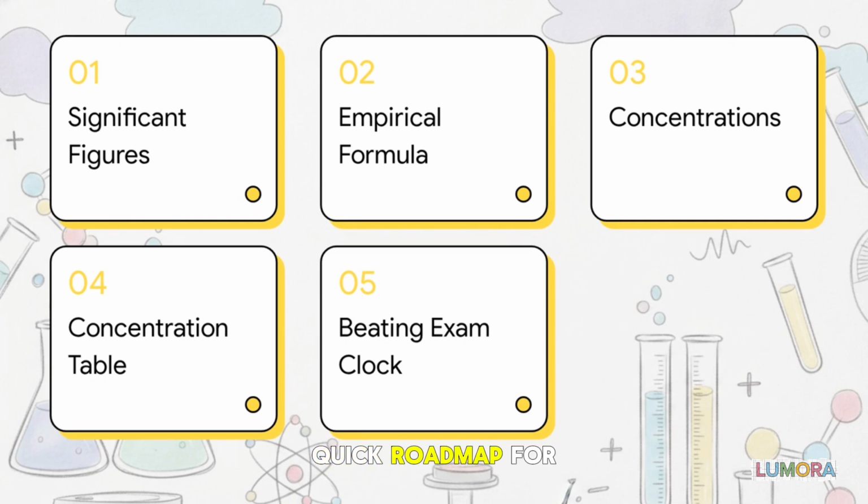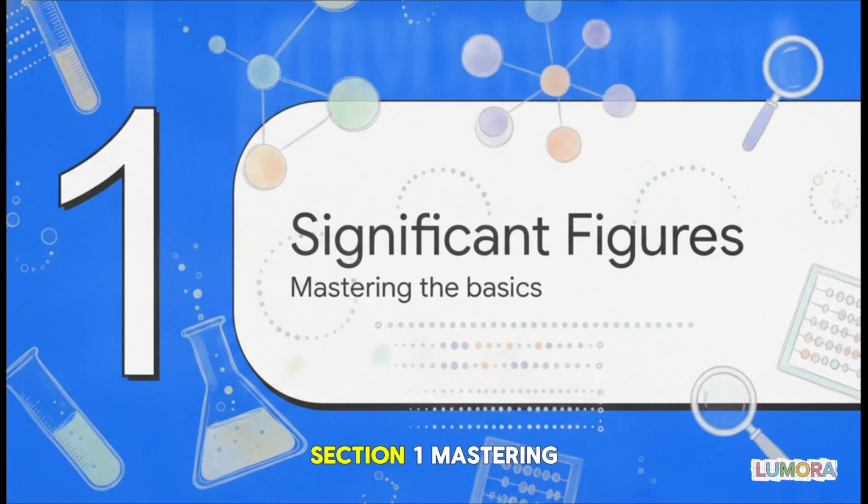Okay, here's our quick roadmap for today's session. First, mastering significant figures. Second, finding the empirical formula. Third, mixing it up with concentration. Fourth, we'll look at a concentration comparison table. And finally, number 5, beating the exam clock. Let's dive in.